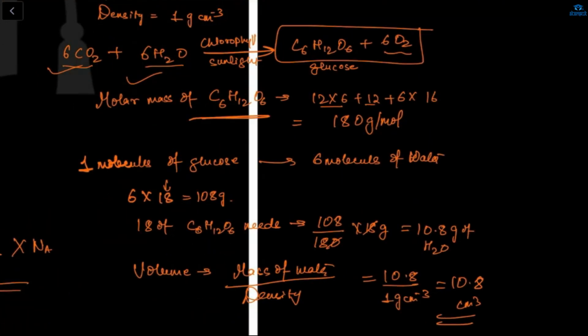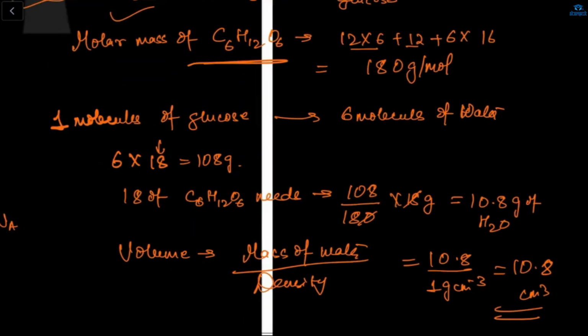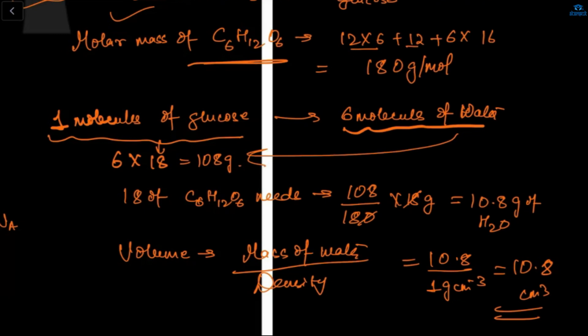First, you have to find the molar mass. Then see, it's saying that one molecule of glucose is having six molecules of water. So, first we will find the molar mass of water. It's how much?